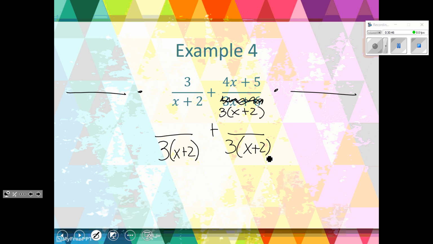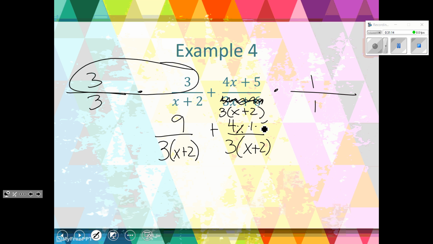So, what do I need to times by over here? I need to times by 3. What do I need to times by on this one? Yeah, this one's easy. You're not going to really need to change it at all. So, let's times it together. What will I get? 9. What's 1 times anything? Itself, 4x plus 5.